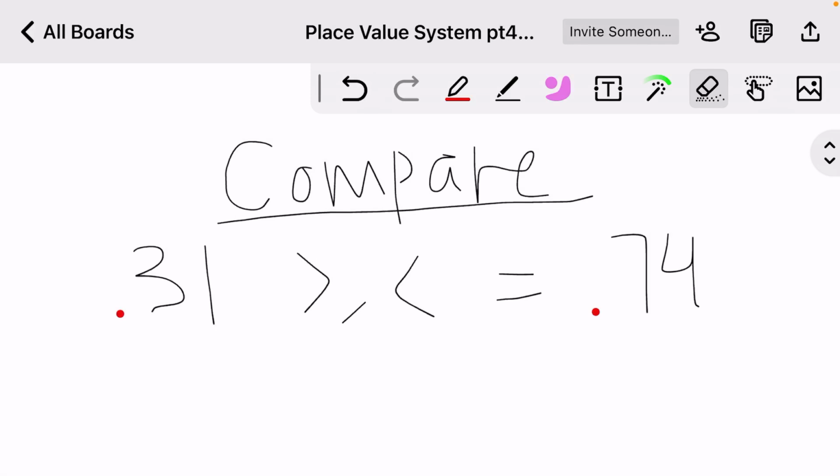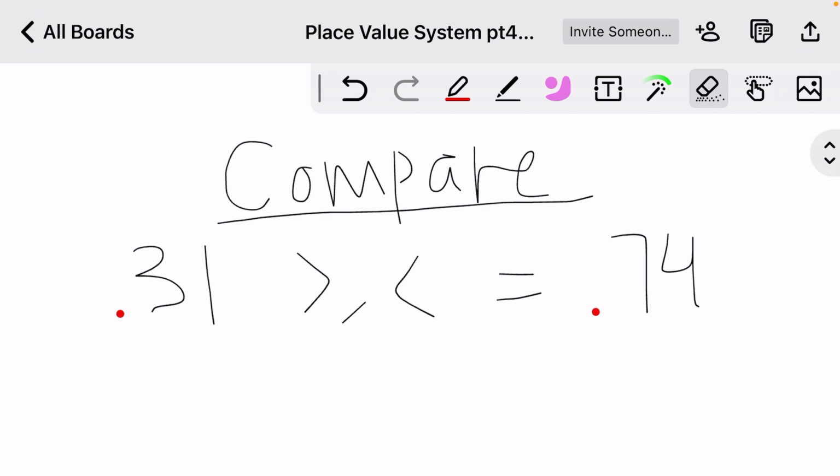In part 3 of the place value system series, we talked about how to write decimals and how they fit into the place value scheme. This is the last video in the place value system series, and what we're going to talk about is comparing decimals. What it ultimately comes down to is knowing how to compare fractions. So let's go with this example.